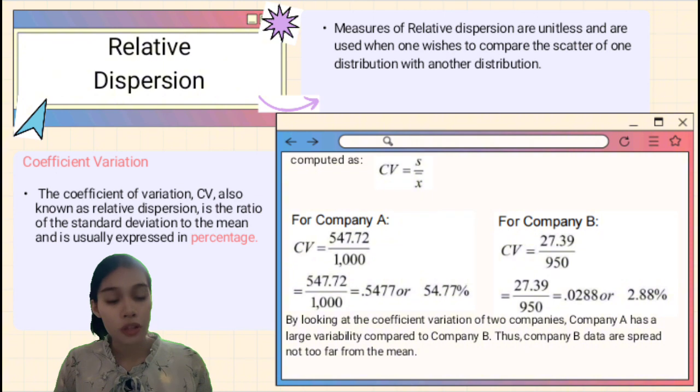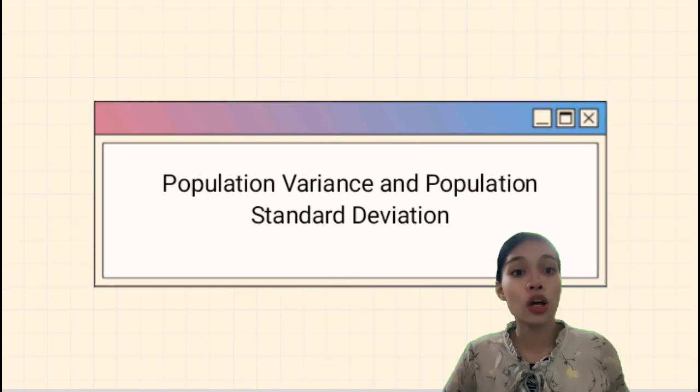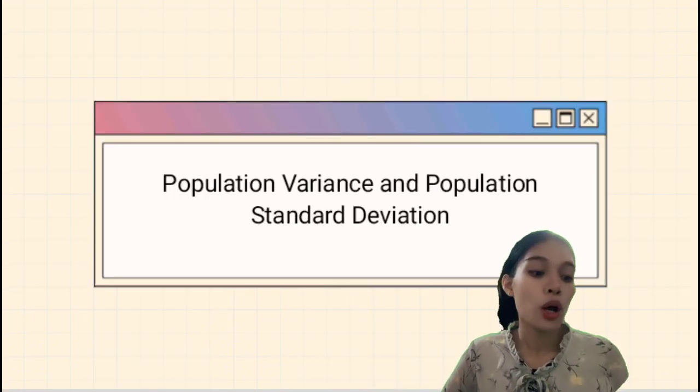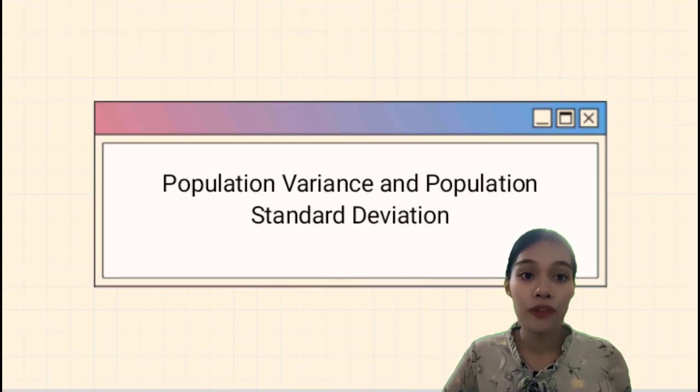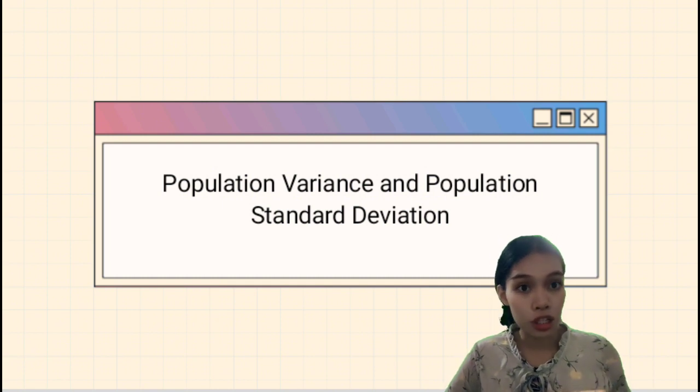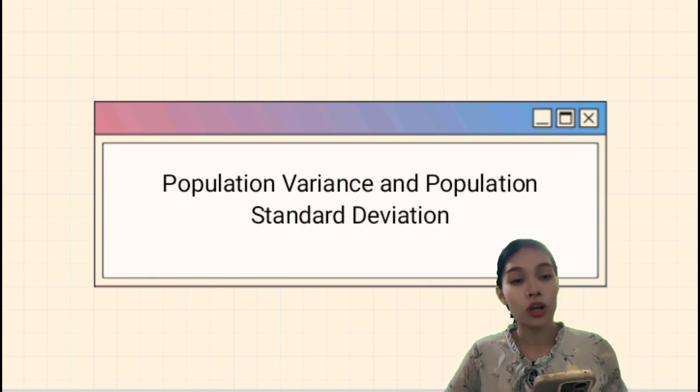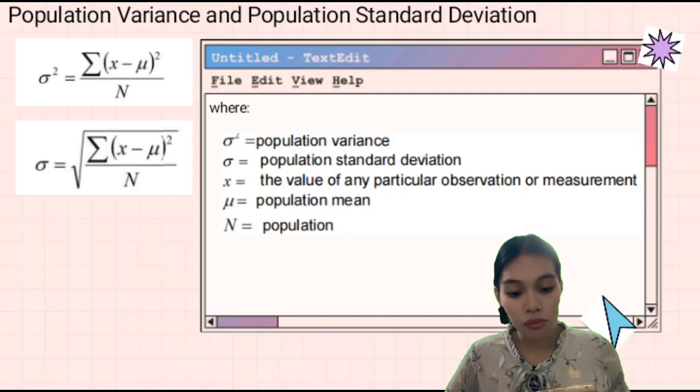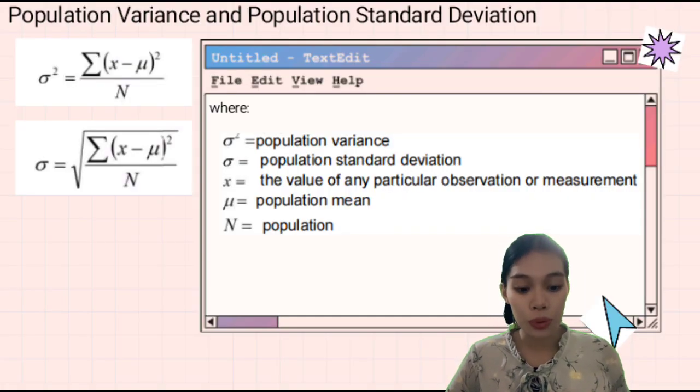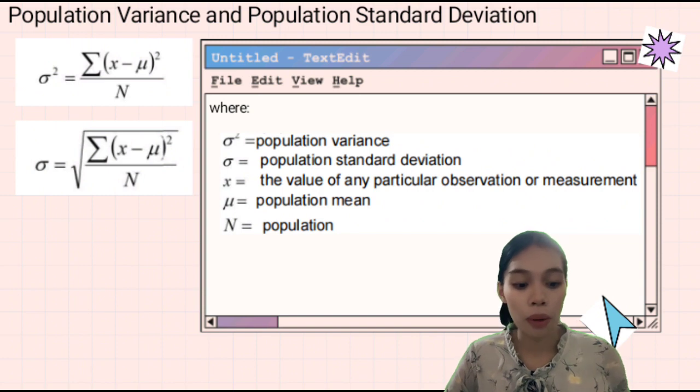So that is for the relative dispersion. For our last topic, we will talk about population variance and population standard deviation. We have an example here on how to compute the population variance and population standard deviation.